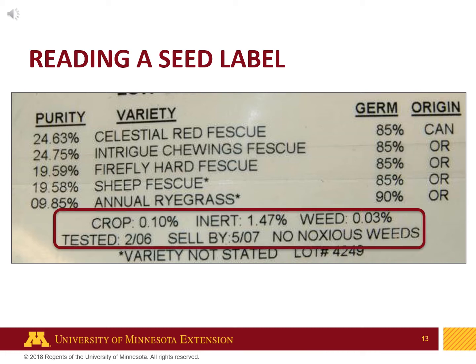The amount of weed seed, other crop, inert matter, and noxious weeds are also given. There should also be a sell-by date on the label. You should not purchase seed that is a year or more past its sell-by date or has not been tested for more than 1 year. Old seed will have reduced germination, and endophyte-infected varieties will lose endophyte viability over time.